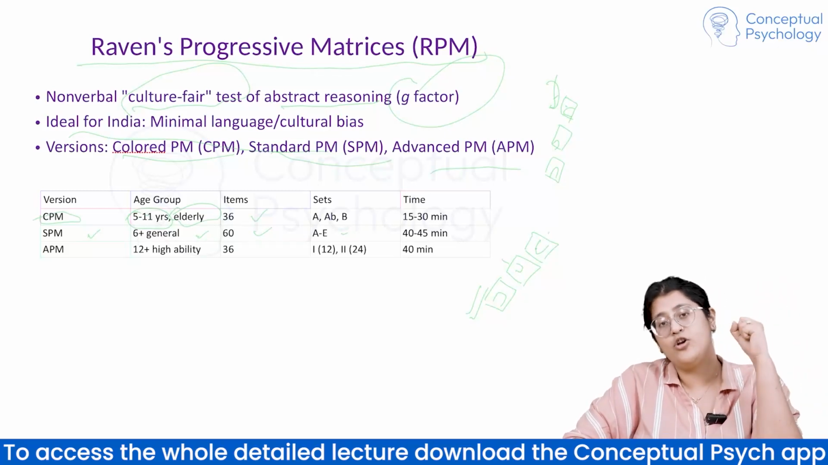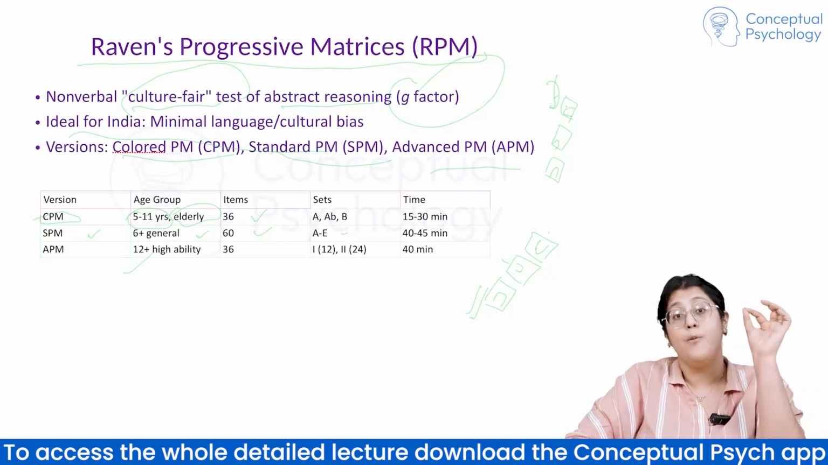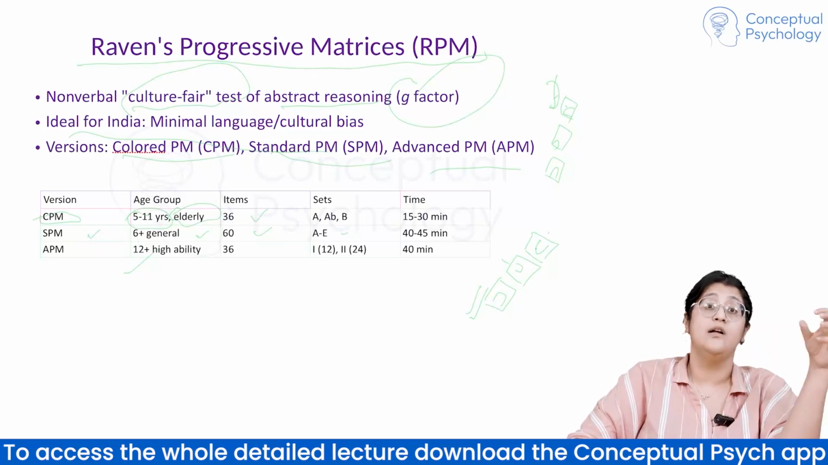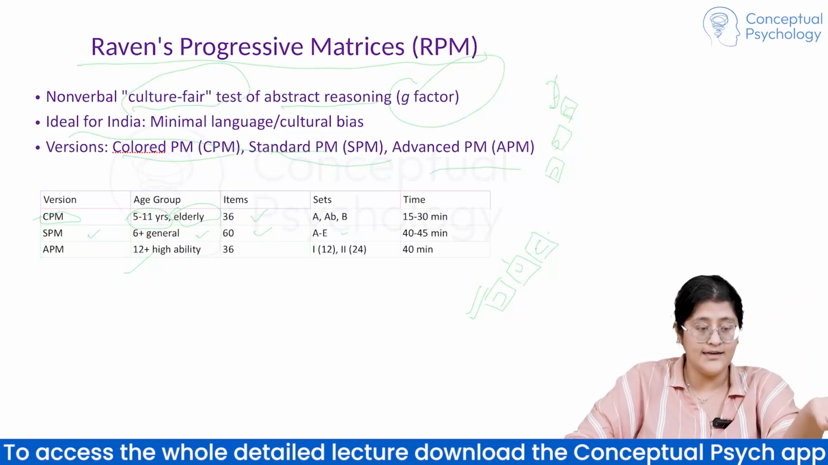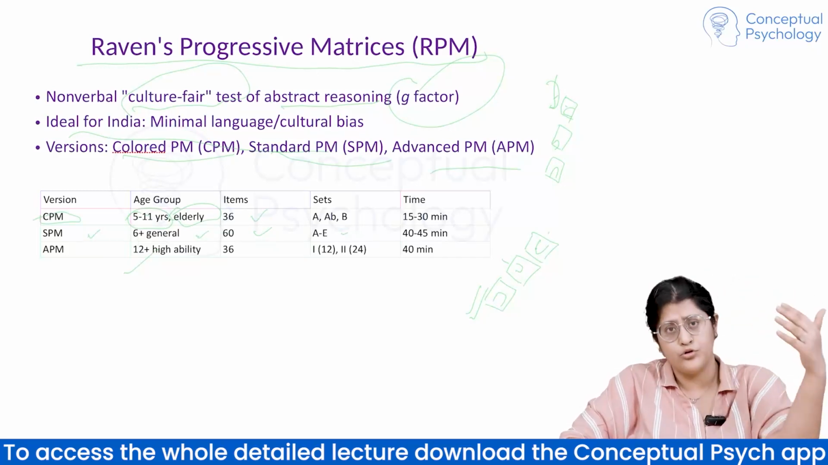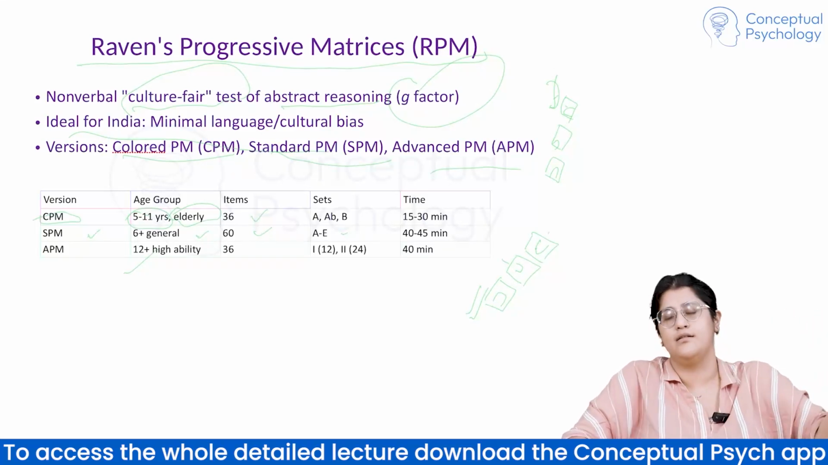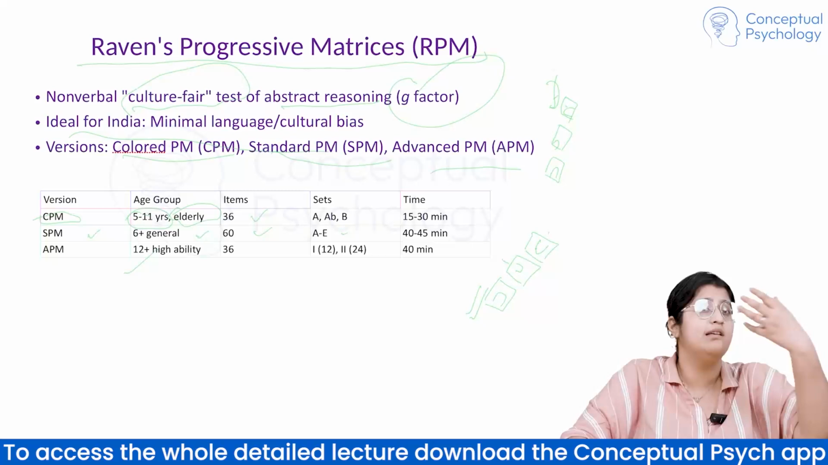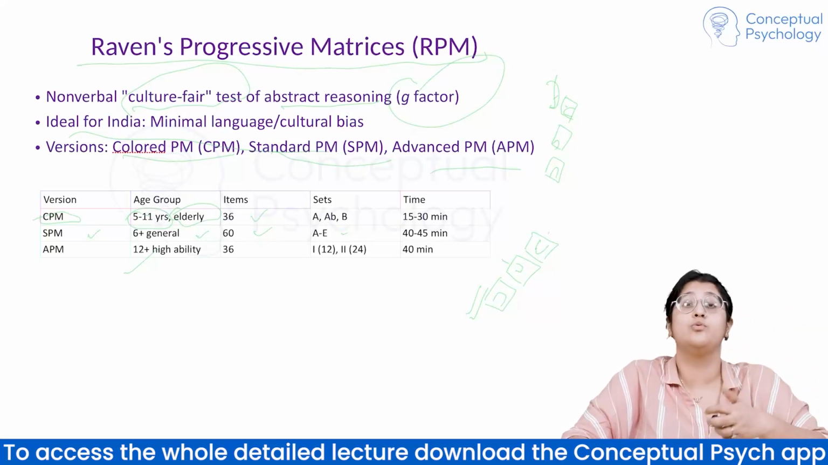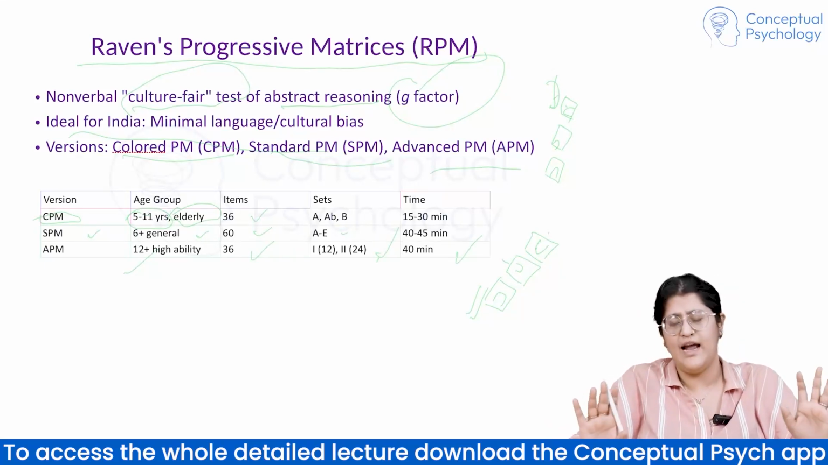Now, APM, or your advanced progressive matrices, is for the age range of 12+, right? But it can also be administered to people who are younger than 12, but who are highly intelligent. When you see that in your standard progressive matrices, they are performing exceptionally well. So the protocol is to test on advanced progressive matrices to see if they're able to do that, right? So you can identify people who are gifted, who are highly intelligent, who are doing very, very well, right? So there are 36 items. These are the sets, and 40 minutes of administration is required.